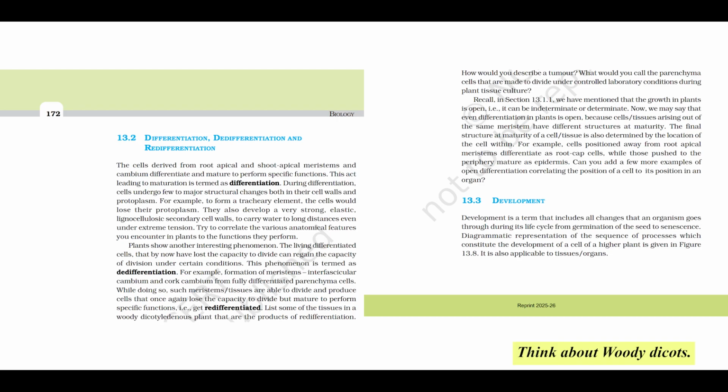In a way, yes. Think about woody dicots. The secondary xylem and phloem from the vascular cambium, or the cork from the cork cambium, these are products of redifferentiation. Now, let's connect this back to open growth. We can say that even differentiation in plants is open. What does open differentiation mean?